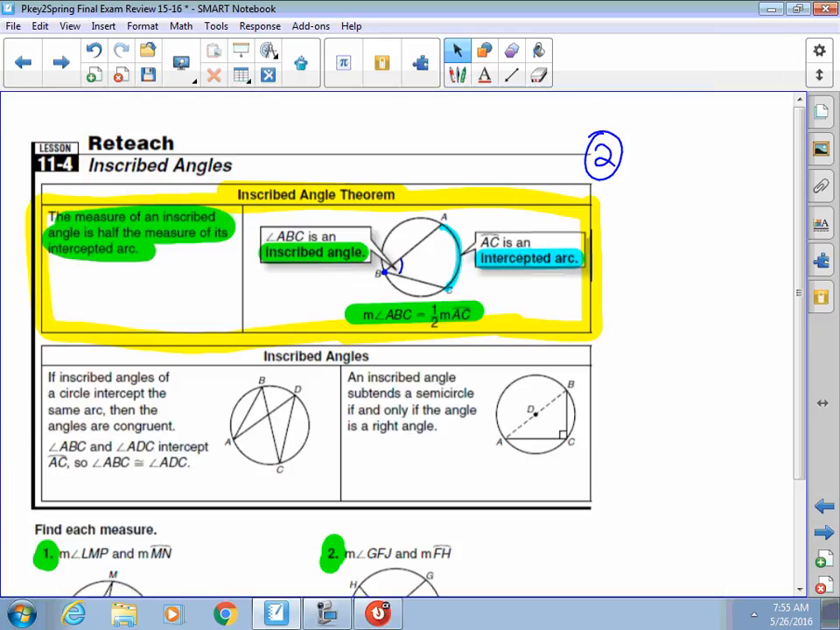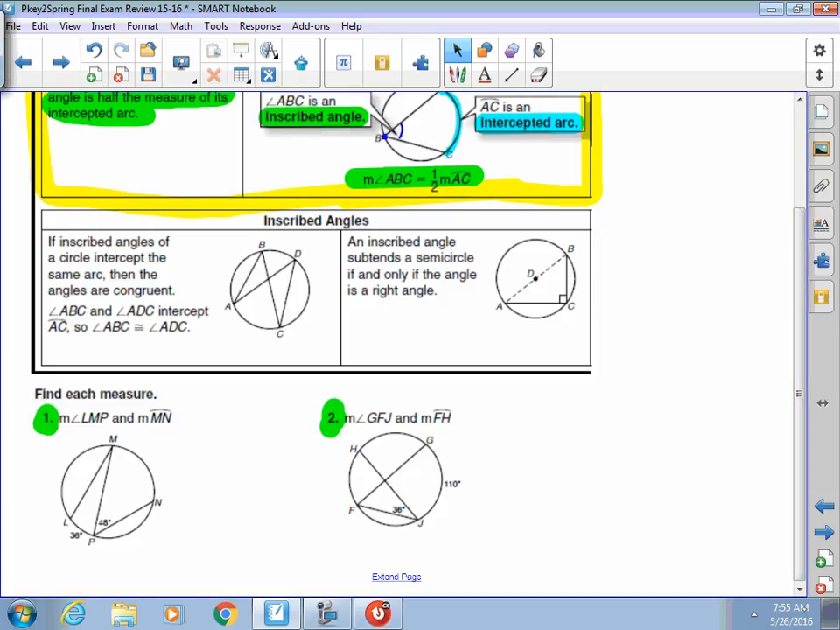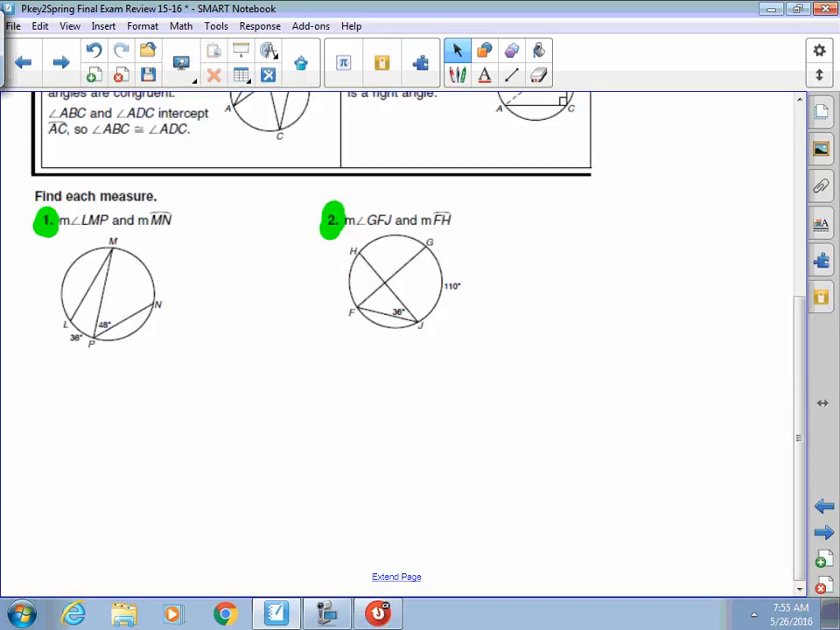So you are going to see two inscribed angle problems on your test, which would be like 1 and 2. You're going to have to find the angle and find the arc. Work forward, work backwards, basically. So on this one, they want us to find the measure of LMP. If you're not too sure, trace it. We go from L to M to P. I see that's the inscribed angle because the vertex is on the circle.